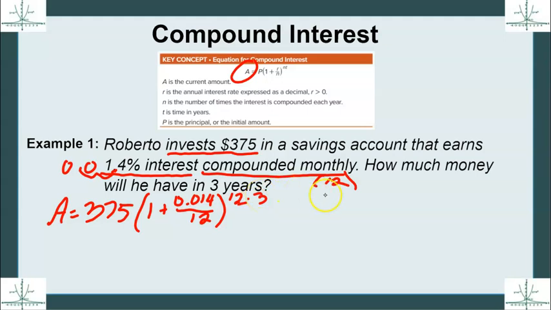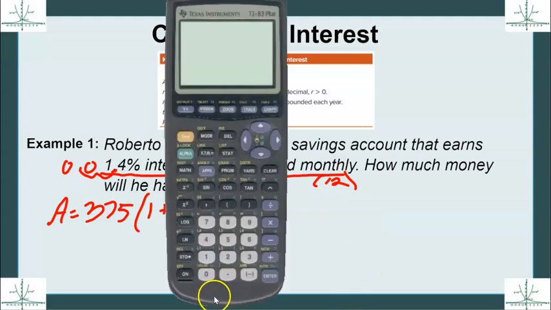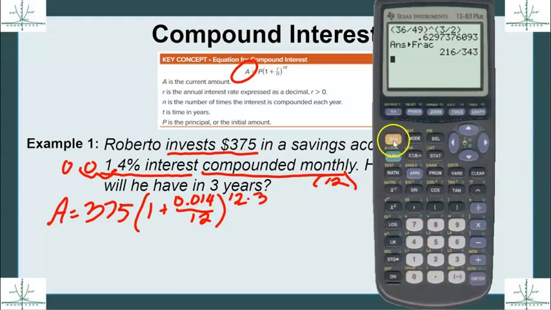Now that I have that, a quick way of doing this is just getting your calculator. So I'll grab my calculator here, and we're just going to delete what I have here just to clear everything. So find the account balance. I have 375 times parentheses 1 plus 0.014 divided by 12 and parentheses. Then I'm going to raise that.